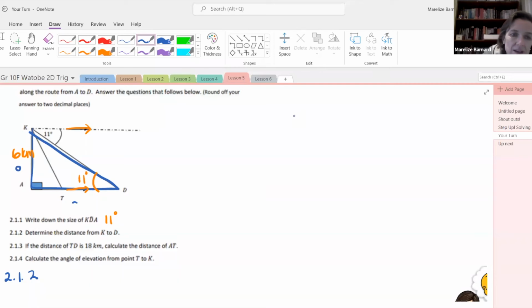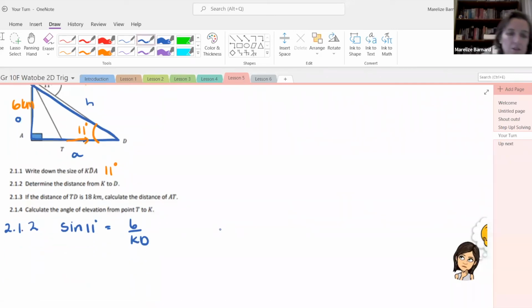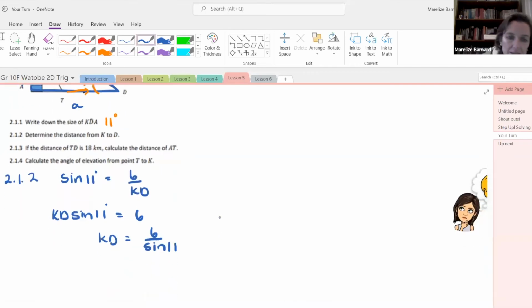And this is opposite and adjacent and hypotenuse. So because we have the opposite side, we want to solve the hypotenuse side. That is why we are using sine of 11 degrees is 6 over KD. So now we times by KD on both sides because we need to get the KD by itself. And then KD is 6 divided by sine 11. And that gives you, let's see, everyone work it out and post it in the chat when you are done.